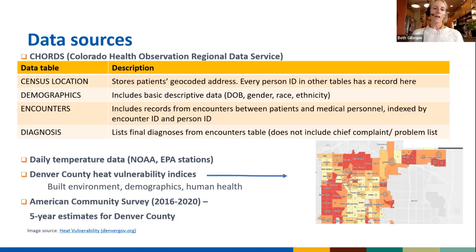And we basically send all of our electronic health data categorized following certain standards so that it is able to be analyzed alongside other centers. And so this information that we're looking at includes census locations, so that each patient with an address has a geocoded address. Demographics, which includes basic descriptive data.